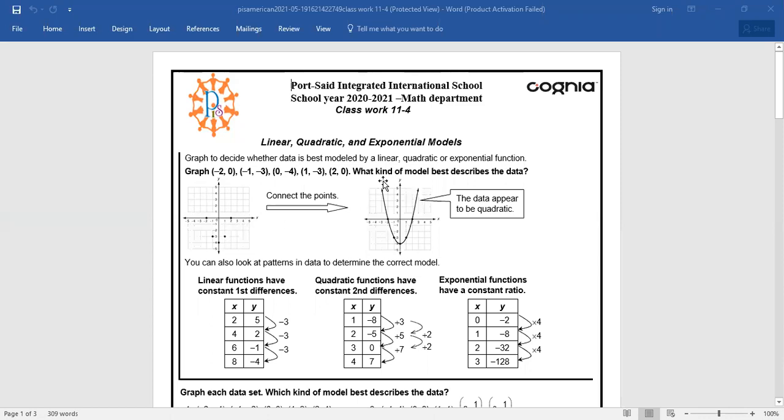Now we have to connect the points together. So it gives us a parabola, right? So the parabola, this model, it will be what? The parabola appears to be what? Quadratic. So the parabola appears to be quadratic, right? What about if we are talking about linear? It will appear like linear.